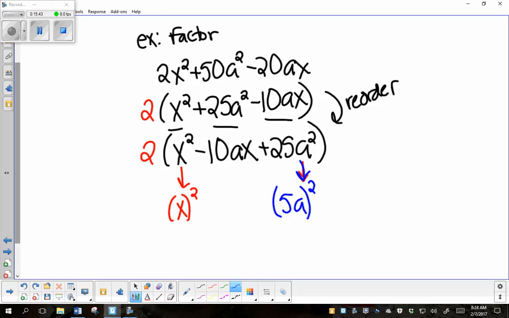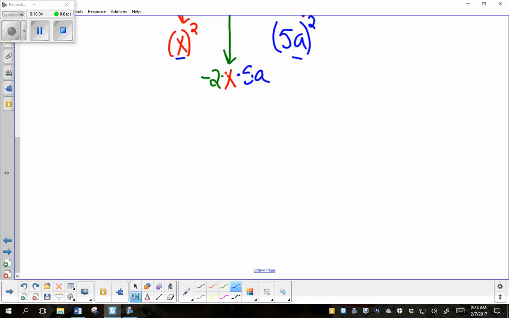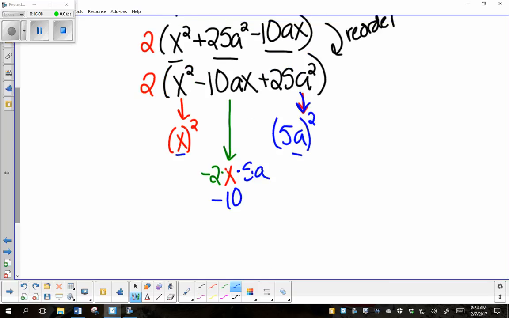So now we want to check the middle term. Since it's negative, we're going to check if it's negative 2, and the 2, you just have to remember that. Is it negative 2 times my x times my 5a? I'm trying to do those color-coded so you know where I got them from. X, 5a. Well, let's see. Negative 2 times x times 5a, that is negative 10ax, and that's my middle term right here. So, yay, it is a perfect square trinomial.